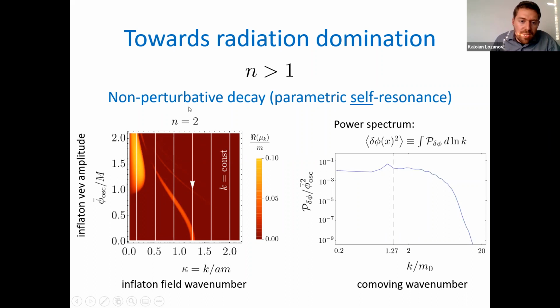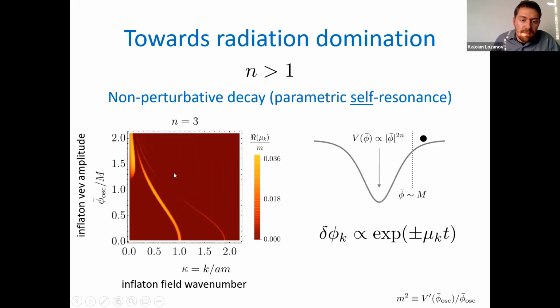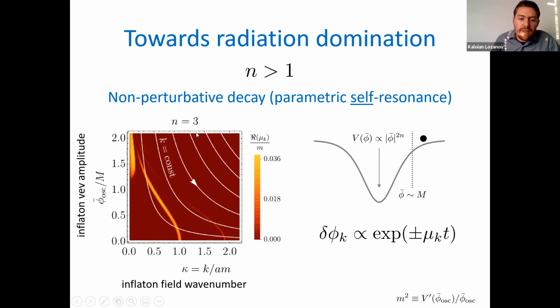We can increase the value of the power n further from 2 to 3. The Floquet chart is qualitatively the same. And we can again incorporate the expansion of the universe. This time we end up with such flow lines. And if we again set the scale to be comparable to M Planck, again the amplitude decays very quickly. And again, only the first narrow band plays a major role.